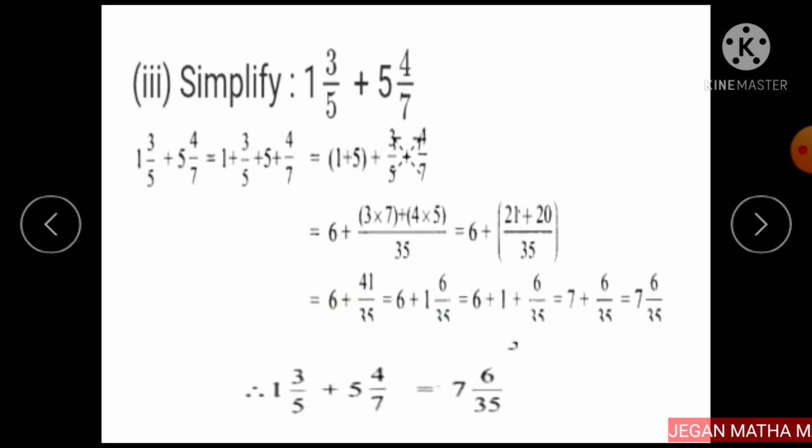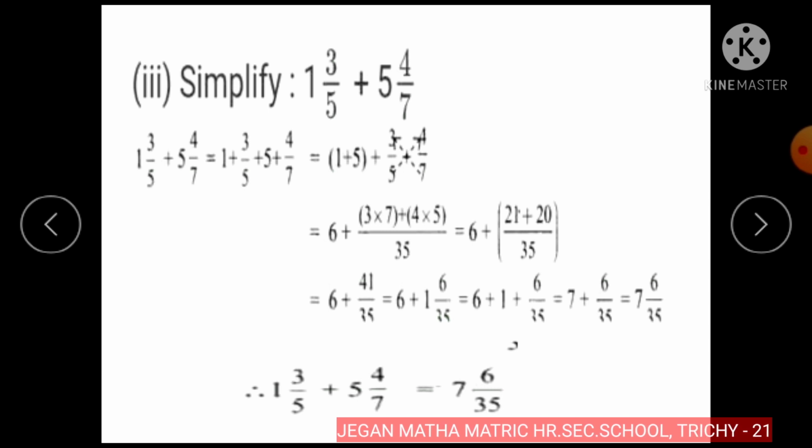41/35 is an improper fraction. So the improper fraction 41/35 is converted to the mixed fraction 1 6/35. Again we add the whole numbers 6 and 1, we get 7. 7 plus 6/35 equals 7 6/35. So the sum of 1 3/5 plus 5 4/7 equals 7 6/35.